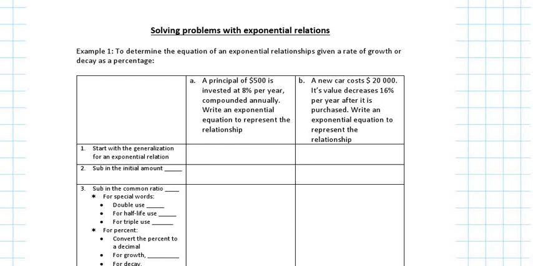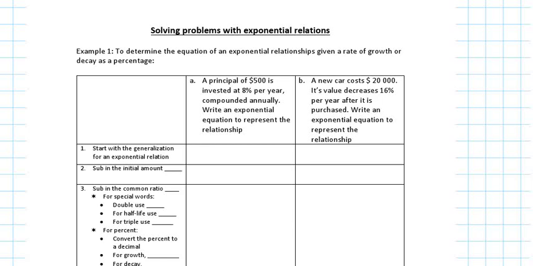Solving word problems. A principal of $500 is invested at 8% per year, compounded annually. Write an exponential equation to represent the relationship. What kind of question is this? Exponential growth or exponential decay? Growth. And we know that because you're getting money. You're getting percentage, right?